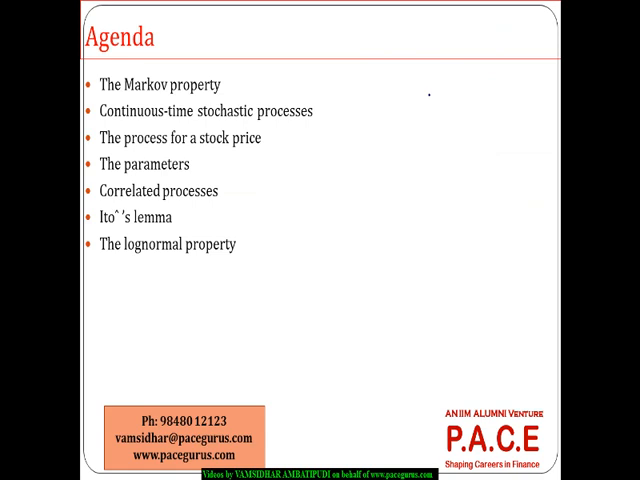So in this context, a few things which we are going to cover. What is meant by the Markovian property? Do stock prices follow the Markovian property? First of all, what do we mean by that? Then, what are stochastic processes and the differentiation between continuous time and discrete time? How do I define the process for stock price? How do I find the parameters? If the processes are more and more correlated, what should I do?